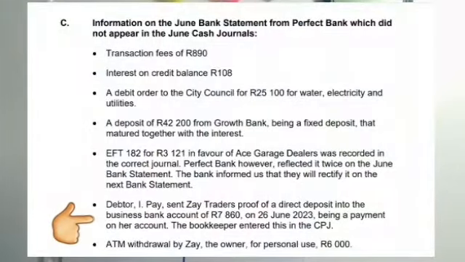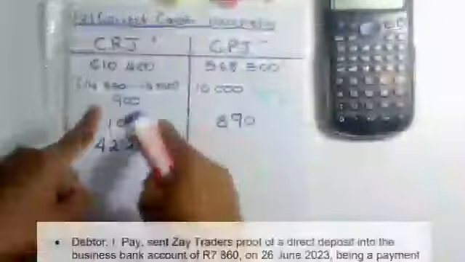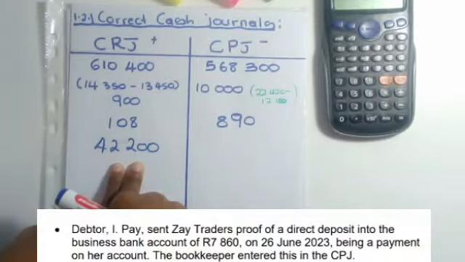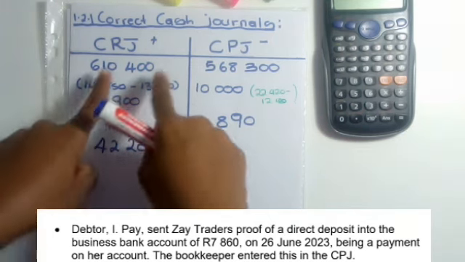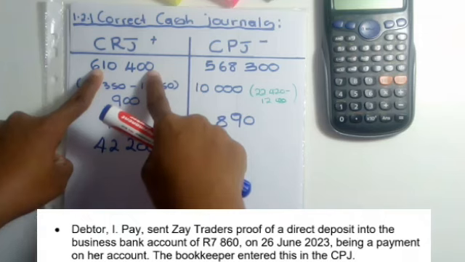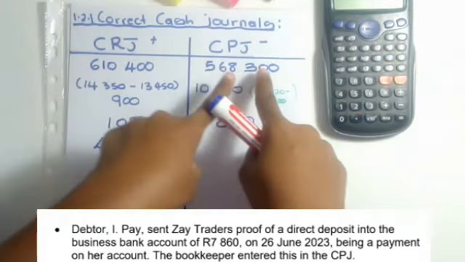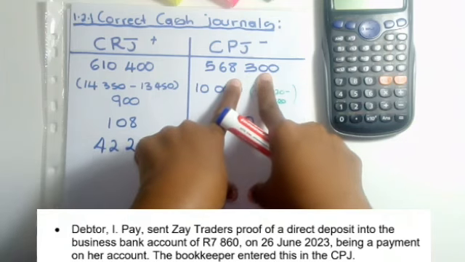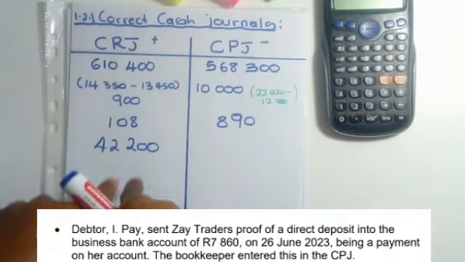Then we have a debtor, Zay Traders, proof of direct deposit into the business account of 7,860 on 26 June 2023, being a payment on her account. The bookkeeper entered this amount on the CPJ. So this is our debtor. They were paying us, so meaning that amount was supposed to be a CRJ amount, but instead of being recorded in here, it was never recorded, meaning it's not in this amount. What the bookkeeper did, he recorded it in here. So what we need to do is to record it in here.